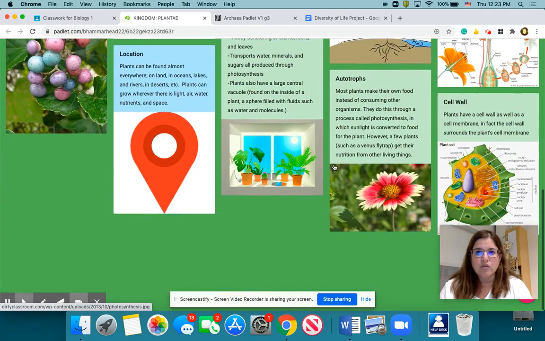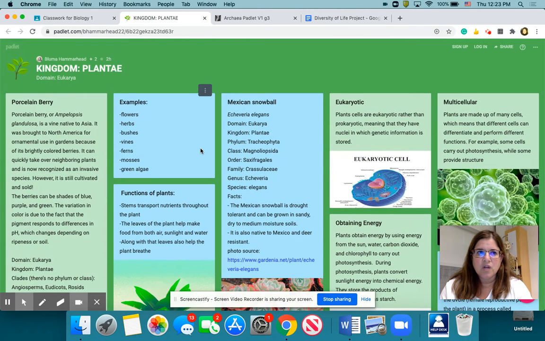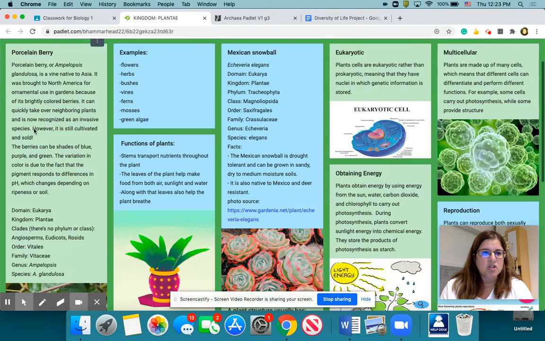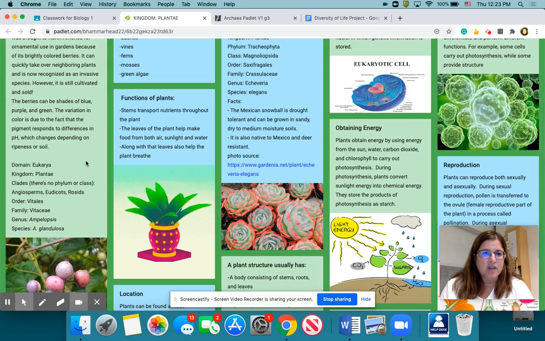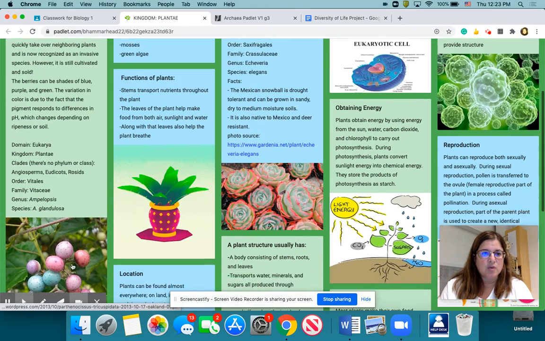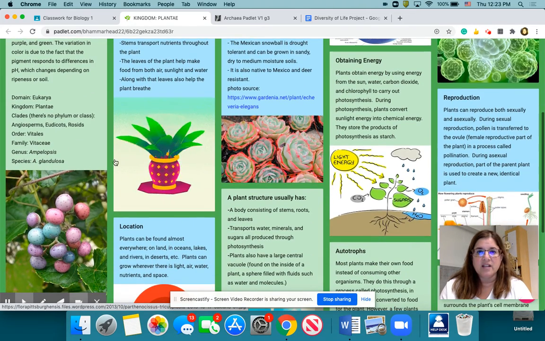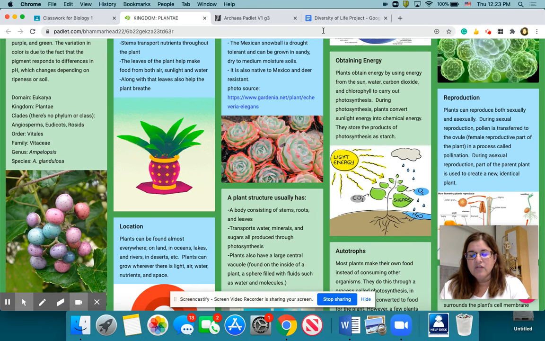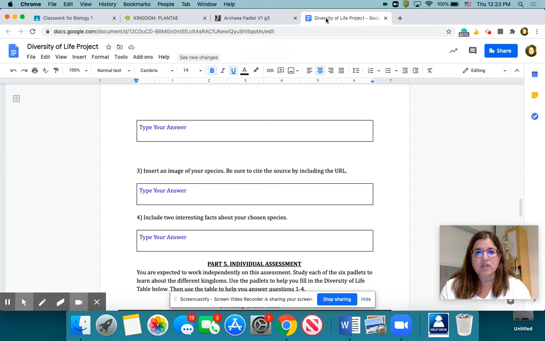Here's my plant group Padlet, and let's see if I can find their individual posts. So here's one, porcelain berry. You can see this person used proper binomial nomenclature. They classified with Linnaean classification. They included a picture and some fun facts. So it was creative. It was part group work, part individual work, part synchronous, part asynchronous.